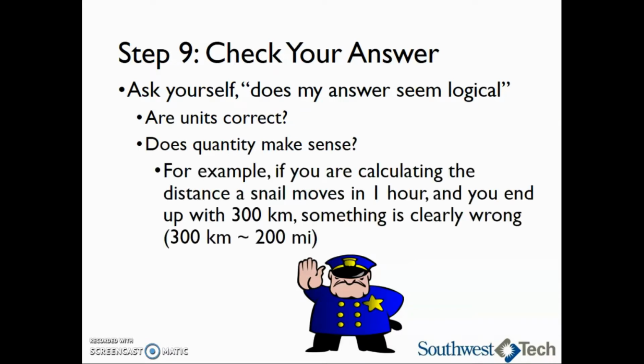For example, if you are calculating the distance a snail moves in 1 hour and you end up with 300 kilometers, something is clearly wrong. Unless the snail has a jetpack, it probably is not going to move about 200 miles in 1 hour. In the next lecture video, we will go through an example showing the full problem-solving method.